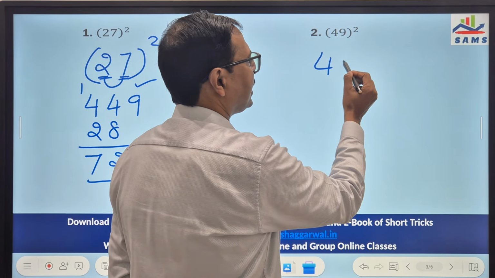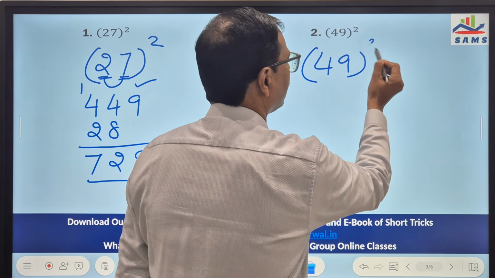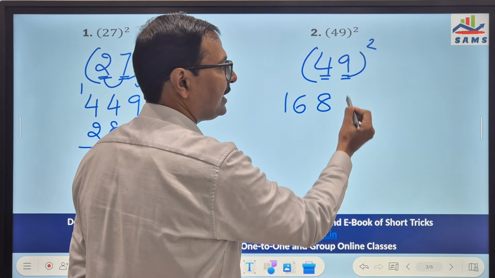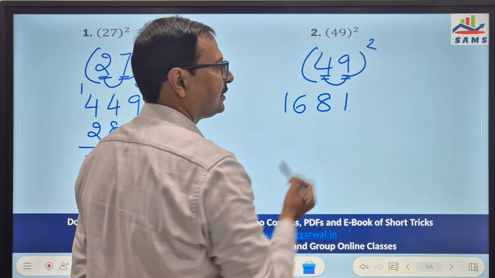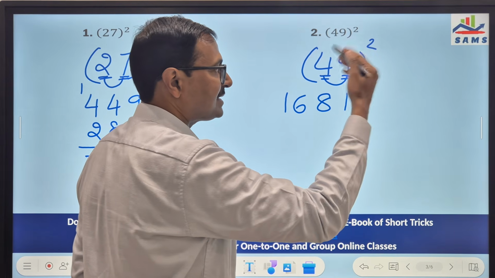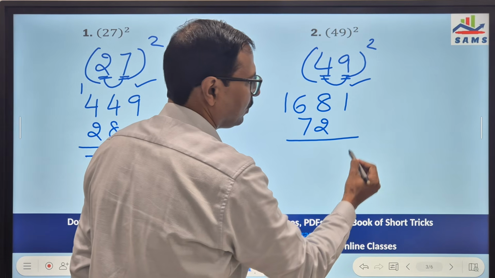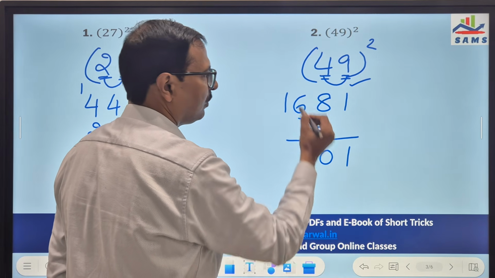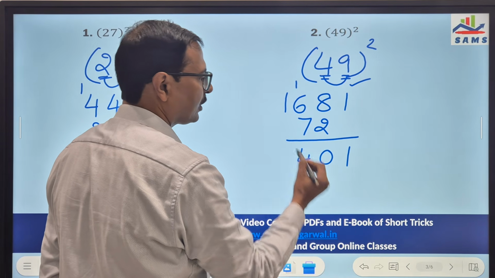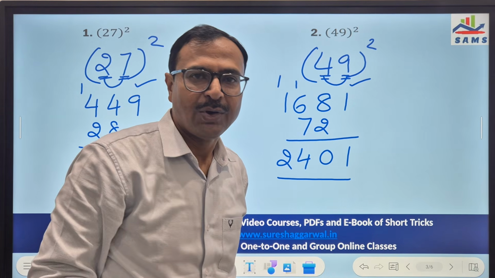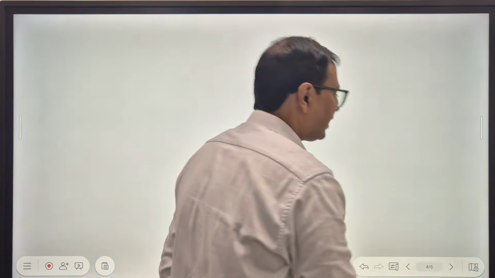For 49 square, I have to do 4 square, which is 16, 9 square, which is a 2-digit number, 81, 4 9s are 36, double of 36 is 72, leave one digit, write 72 like this, 1, 10 means 0, 1 carry, 14 means 4, 1 carry, and the 2. 2401 is the square of 49. Likewise, I can go on and on now.